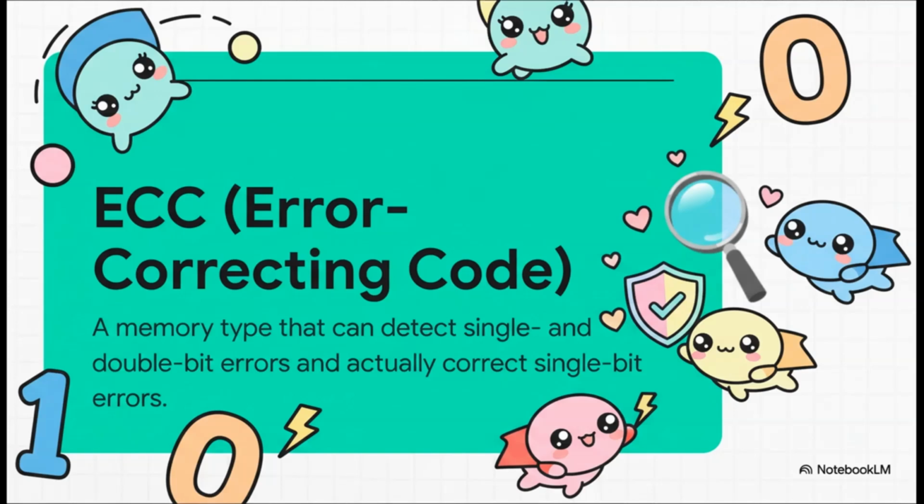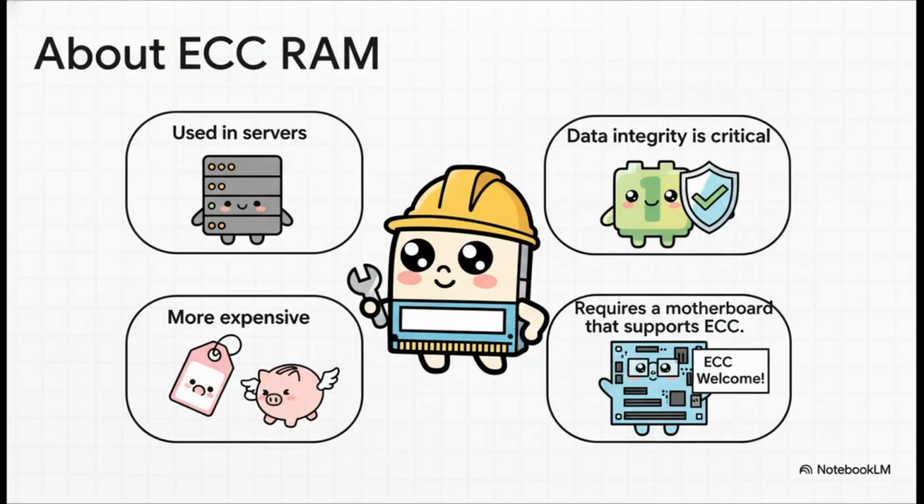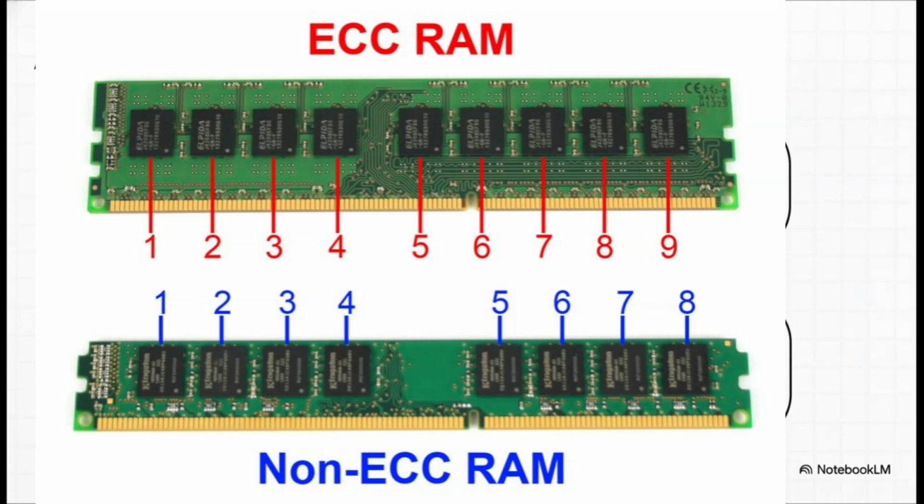So the bottom line here is that this is specialized, server-grade stuff. You'll find it in systems where a data error is just not an option. We're talking scientific research computers, bank servers, medical equipment. It does cost more, and you need a motherboard that specifically supports it. So for your home PC, yeah, it's probably overkill. But for those mission-critical jobs, it is absolutely essential.